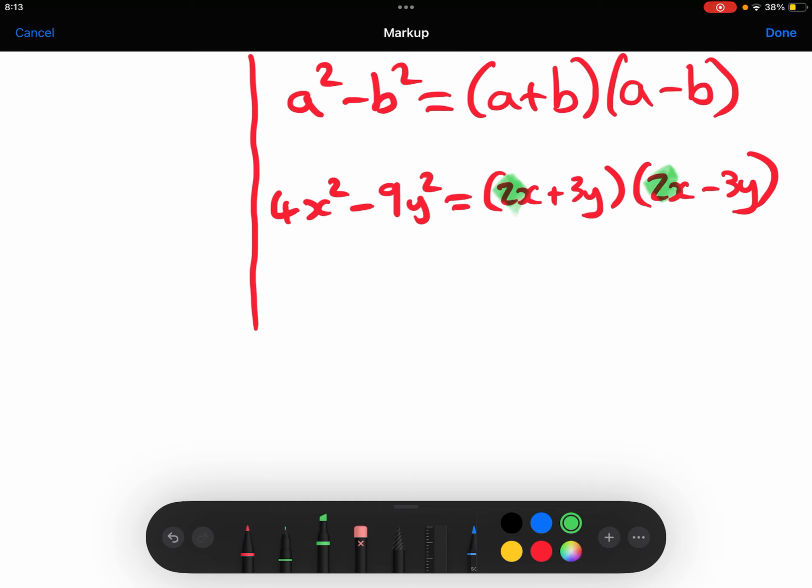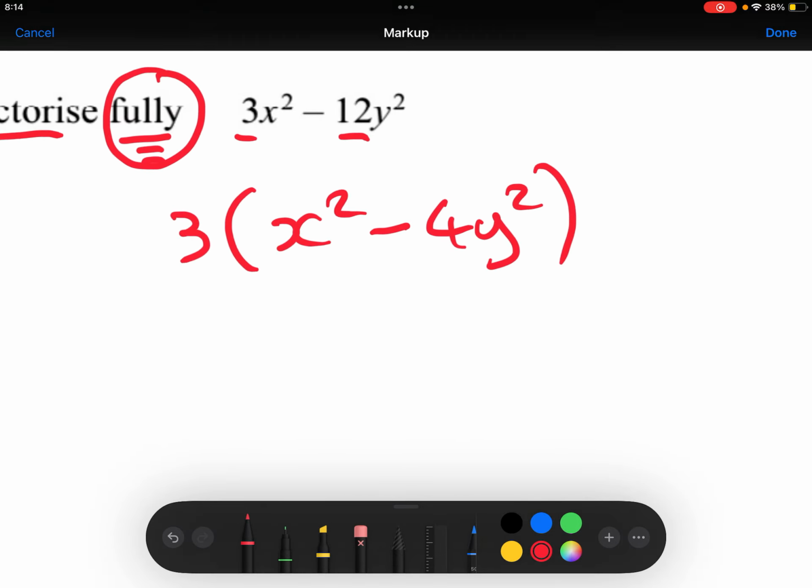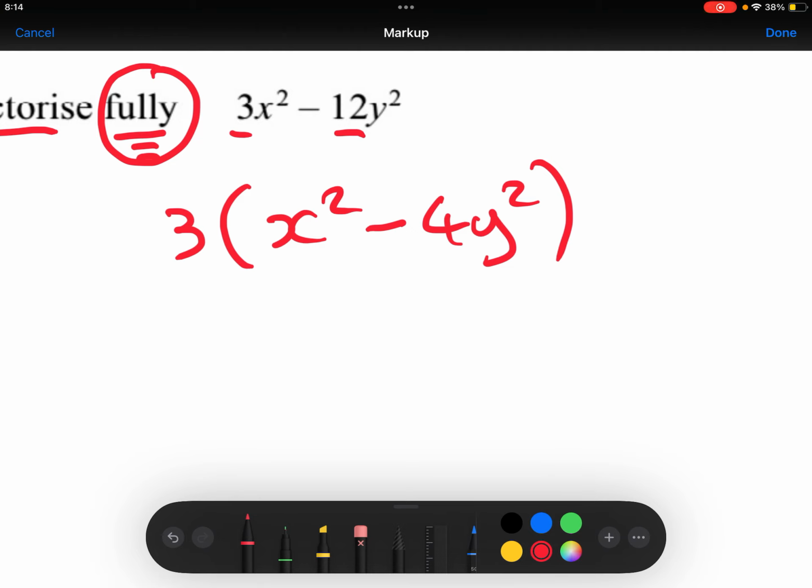Because the 2x times the 2x gives me the 4x squared. The 3y times the minus 3y gives me the minus 9y squared. And the two terms, if I multiplied them out in the middle, I would have a 6xy and a negative 6xy, so they would cancel each other out. So let's use that idea of the difference of two squares here.